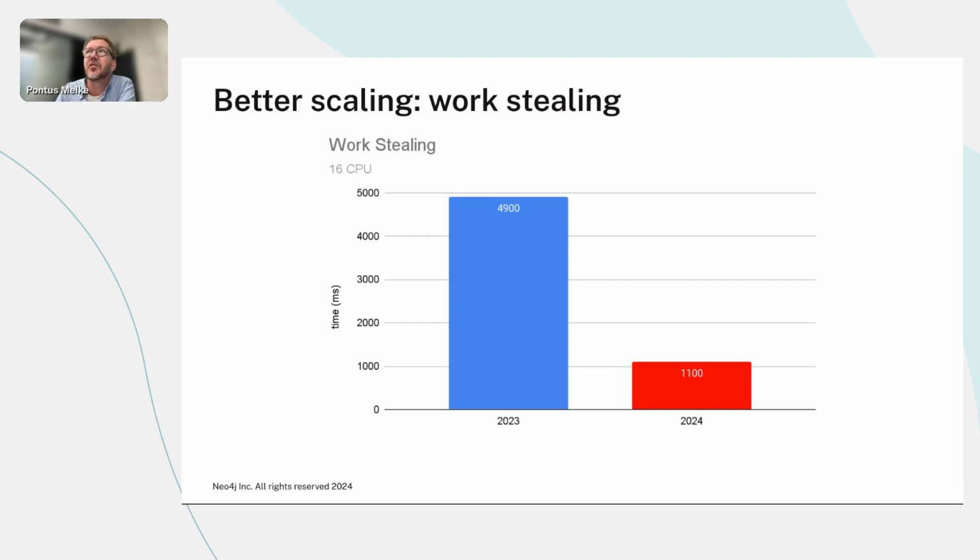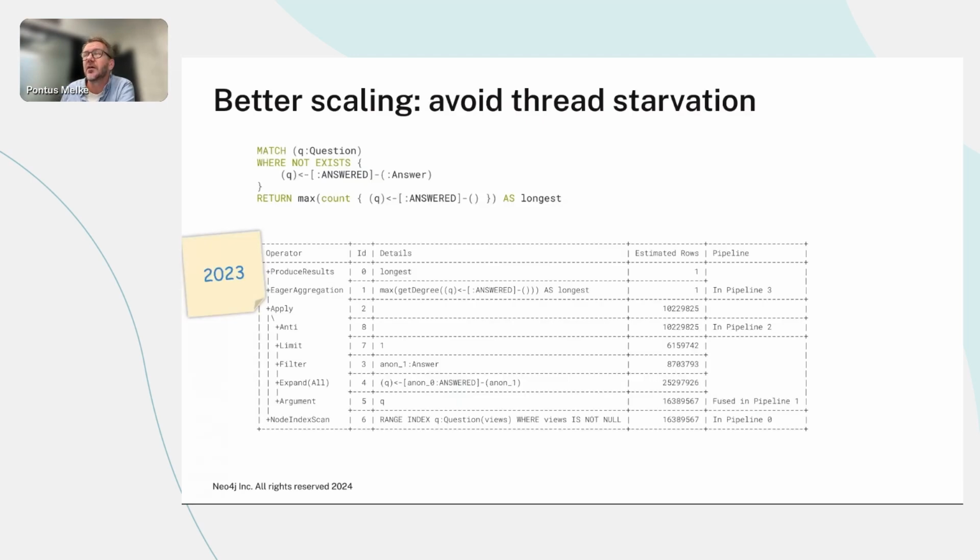But this wasn't the only scaling problem we had. We also could end up with a form of thread starvation. For example, queries like this, where you have a subquery. This is where not exists, and then you have a subquery in there. You often get this anti here. The plan is not super important, but this anti here was something we discovered, and in a lot of cases where this happened, we had these types of plans.